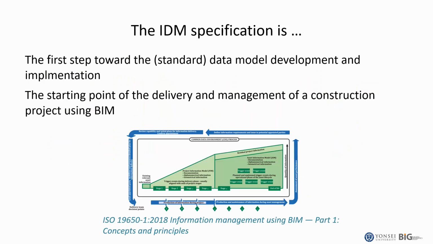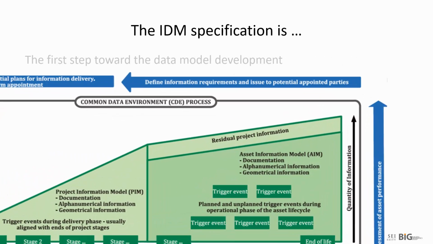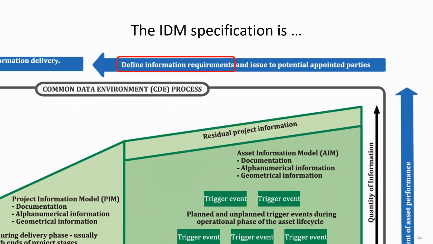The second reason why IDM is important is that it is also the starting point of the delivery and management of a construction project using BIM. ISO 19650 defines an information management method using BIM. And it requires specification of information requirements, IDM, as a starting point of any BIM projects. Thus, as the number of BIM projects grows, the demand for IDM also increases.